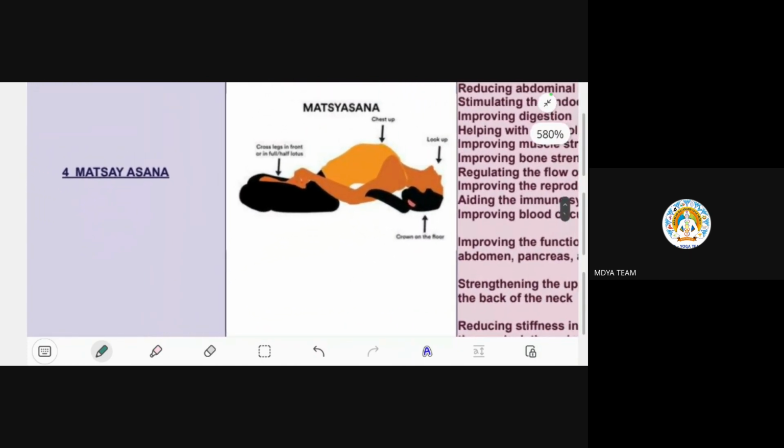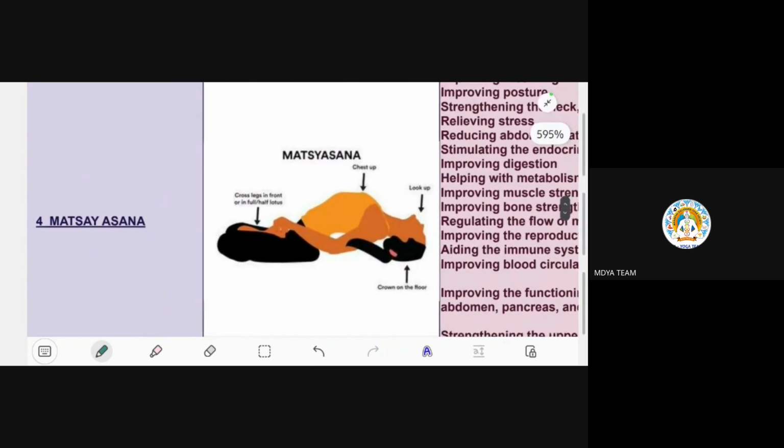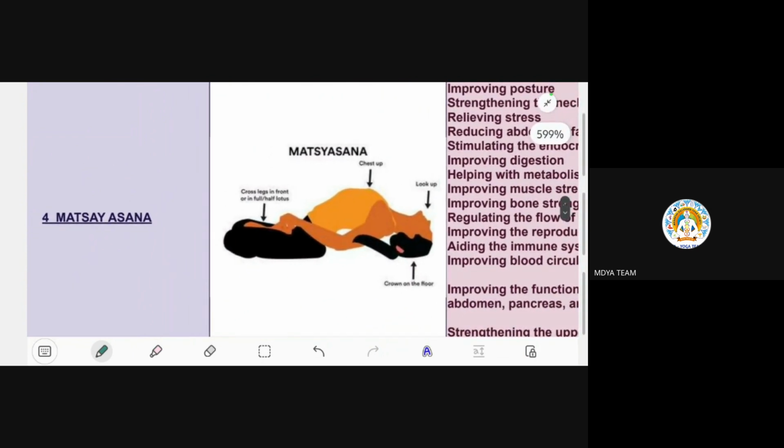Now the Matsyasana, the fish pose. Does this look like a fish? Why is it called the fish asana, Matsyasana? Please tell me. Does it look like a fish, or does the fish look like this? Tell me. No, ma'am, a fish doesn't look like this.